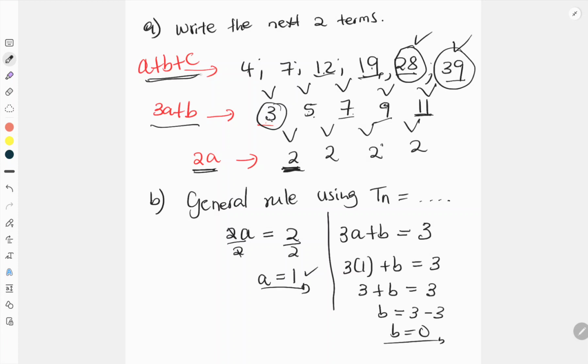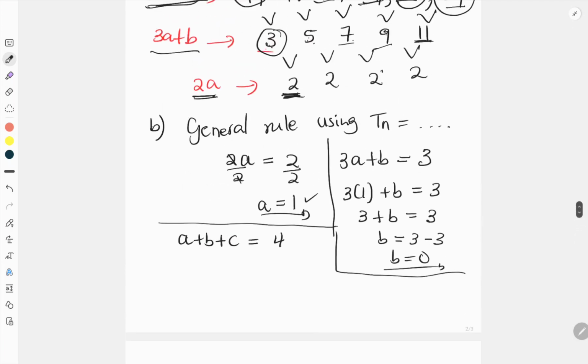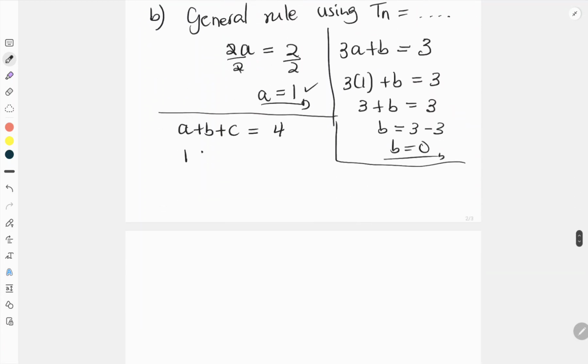Then the last step, you equate that to 4 to solve for c. So it's going to be, let me write it here, a plus b plus c is equal to 4. Remember, the first term there is 4. Then your a is 1, your b is 0, then you solve for c. Then c is equal to 4 minus 1. Then c is equal to 3.